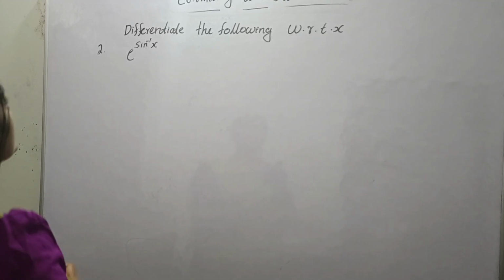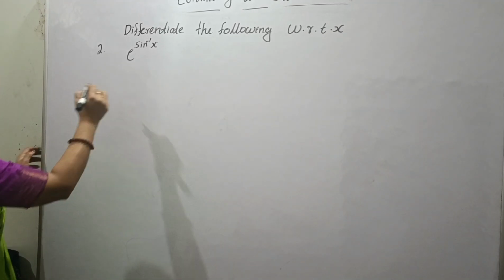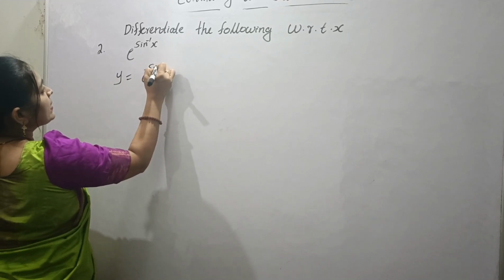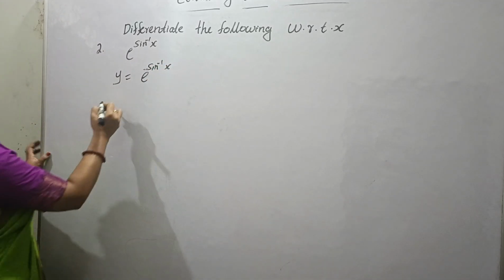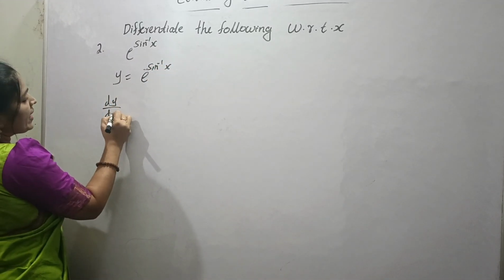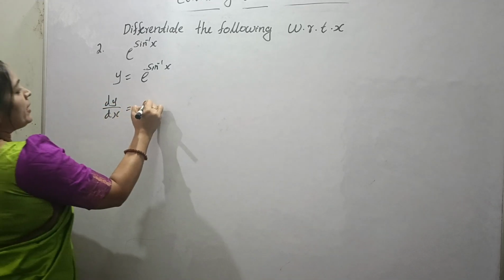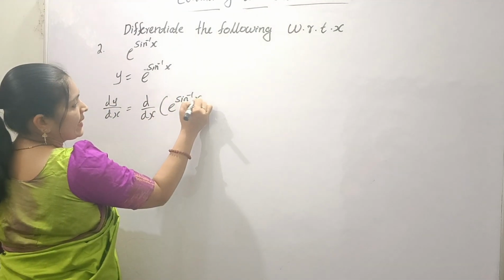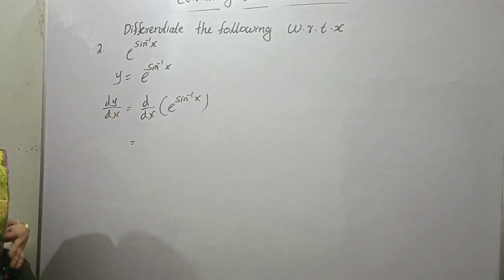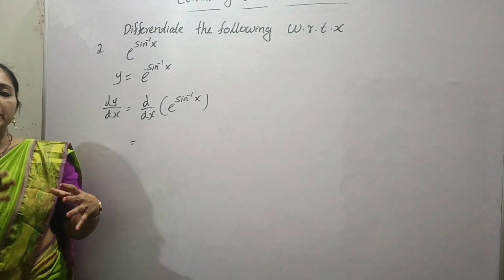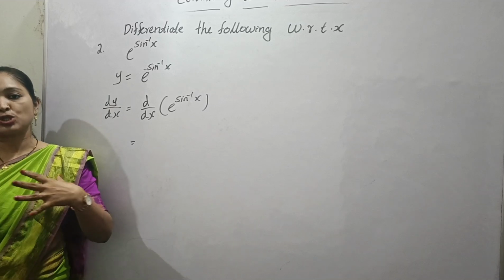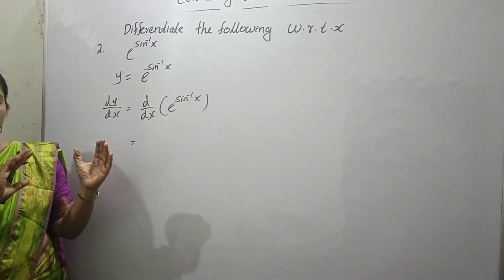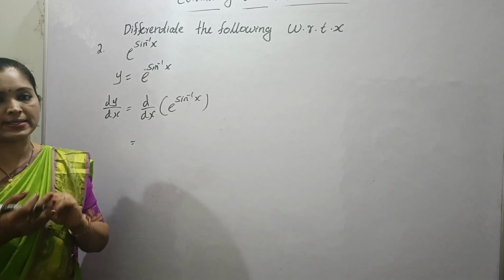Next is e raised to sin inverse x. Y is equal to e raised to sin inverse x. Okay, how to differentiate it? dy by dx is equal to d by dx of e raised to sin inverse x. That is equal to, here first we will differentiate e raised to x. See, just consider sin inverse x. Take sin inverse x as x.